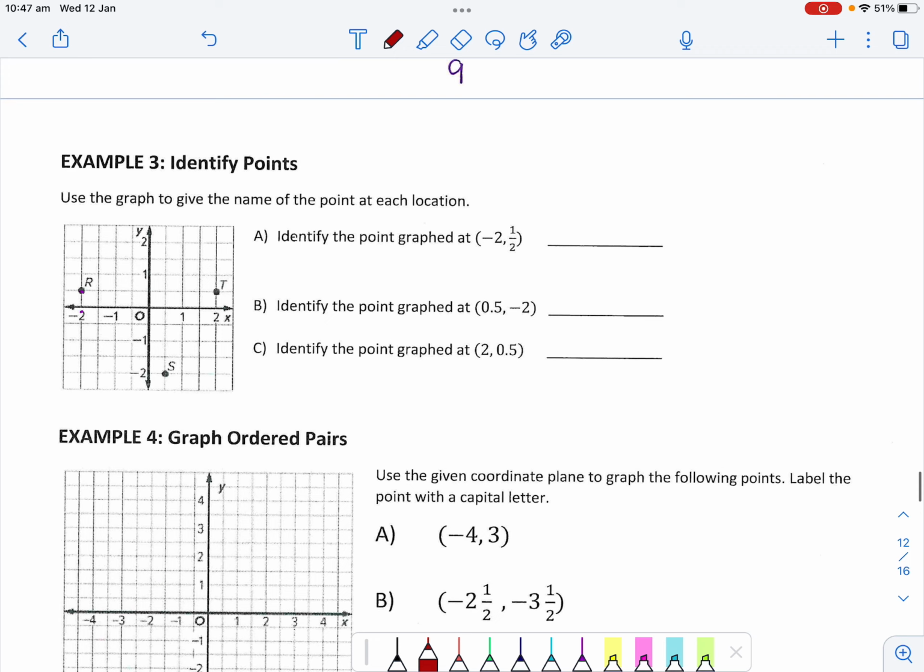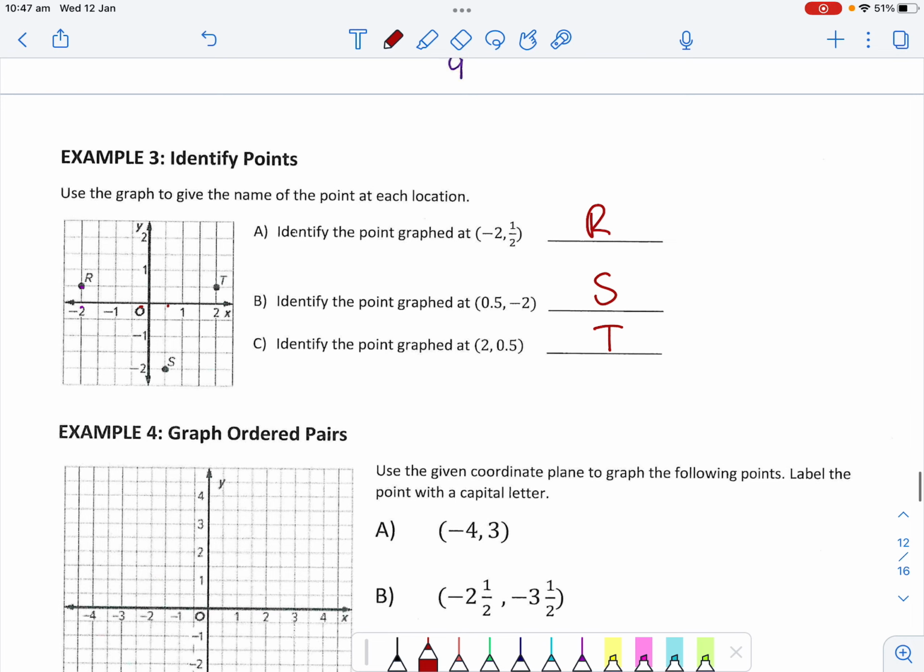In example 3, we are going to be going to that coordinate and then giving the correct letter. So -2, 1/2 is going to be R. Part B says identify the point graphed at 0.5, -2. So to the right 0.5 and then down to -2 is going to be S. And then the point graphed at 2, 0.5 is going to be T.